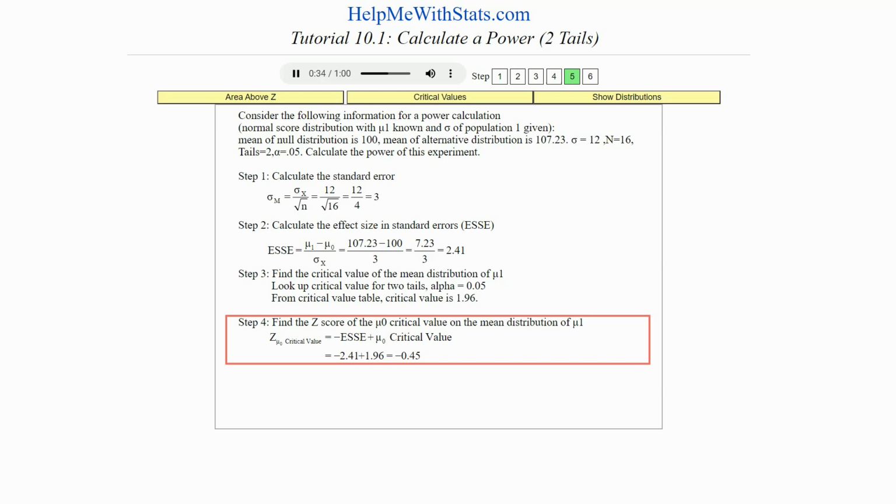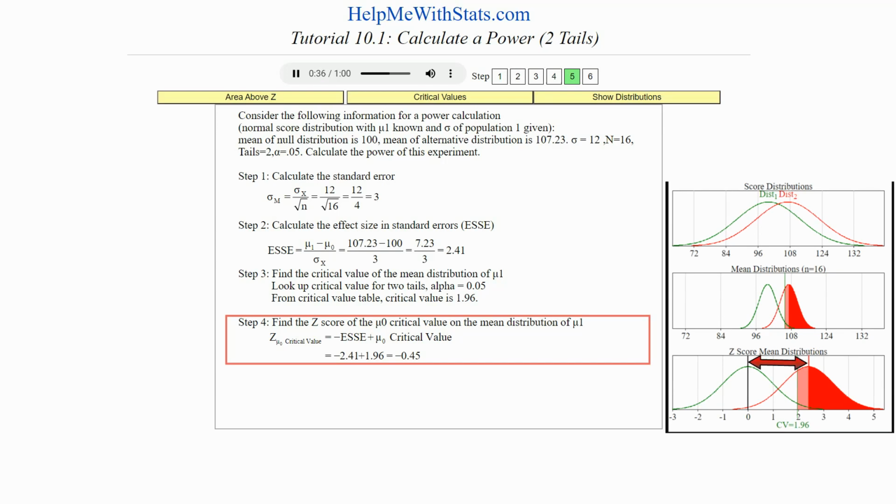In this example, the null distribution is 2.41 standard errors below the mean of the alternative distribution, so the mean of the null distribution has a z-score of -2.41. We add the critical value of 1.96, which gives us -0.45. The critical value of the null distribution has a z-score of -0.45 on the alternative distribution.